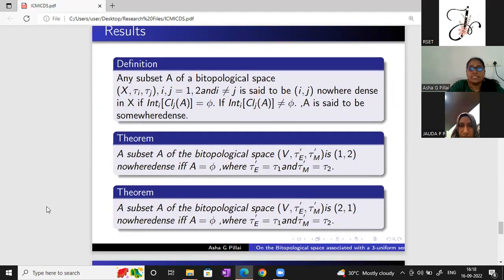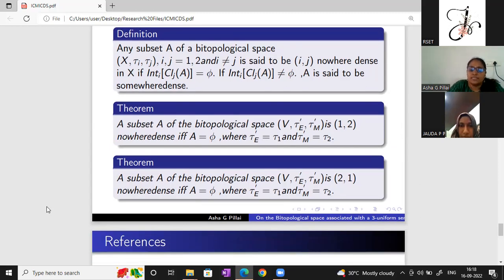Next definition: any subset A of a bitopological space (X, τI, τJ) is said to be IJ nowhere dense in X if the interior with respect to τI of the closure with respect to τJ of A equals the empty set. Otherwise, A is said to be somewhere dense. Only the null set will be nowhere dense. The theorem is: a subset A of the bitopological space (V, τE', τM') is 1,2 nowhere dense if and only if A equals the empty set, and 2,1 nowhere dense if and only if A equals the empty set.